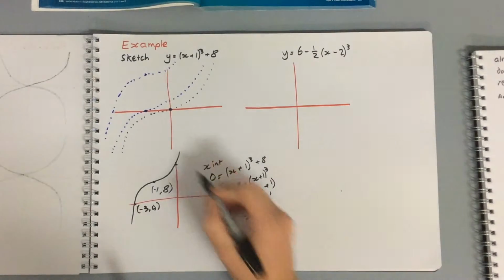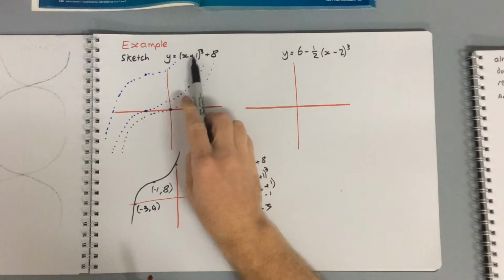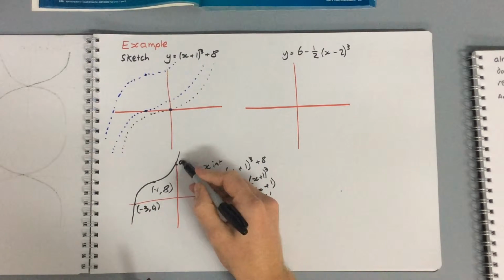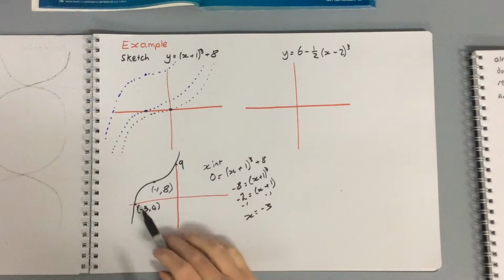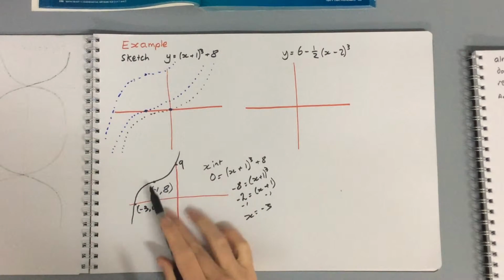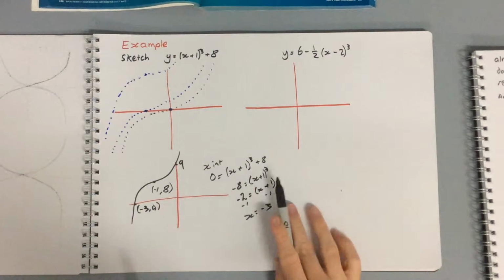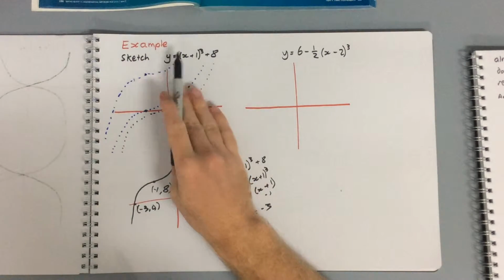Our y-intercept, finding it when x is 0: (0 plus 1) cubed plus 8, so that's going to be 9. So they're the 3 points that we want to put in: our x-intercept, our y-intercept, and our stationary point of inflection. Pretty straightforward, mainly because we didn't have a dilation.